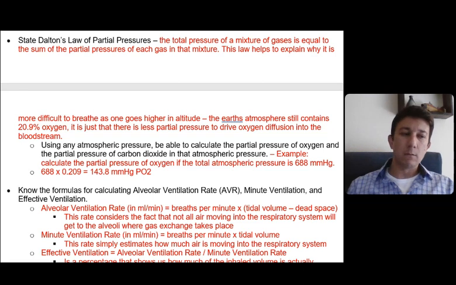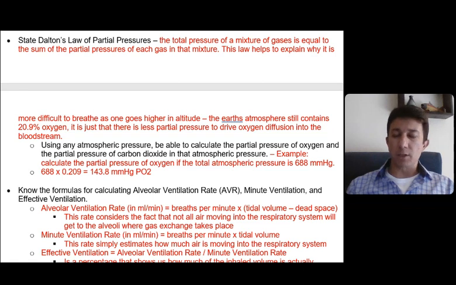So that means that most of the gas in the Earth's atmosphere is nitrogen, and we don't use that. So we don't really take too much into consideration the nitrogen gas that's in the Earth's atmosphere. But of course, we're concerned about the oxygen gas, right? Because that's what we're using in our metabolism. So Dalton's law helps to explain why it is more difficult to breathe as one goes higher in altitude.